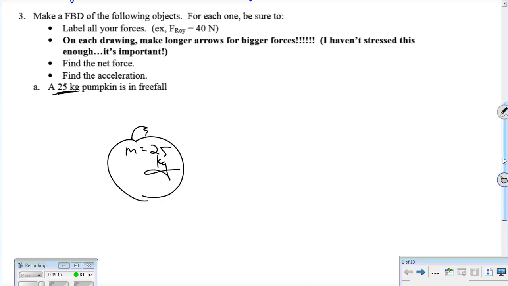Mass times acceleration of gravity. You're just going to take the mass and multiply it by -10, right? You don't have to write it out. You can multiply by -10 just by, you know. So your force of gravity here is going to be 25 times -10. That gives you -250 newtons.